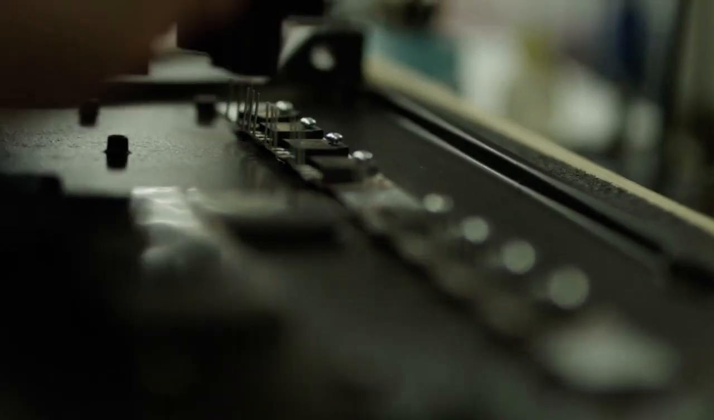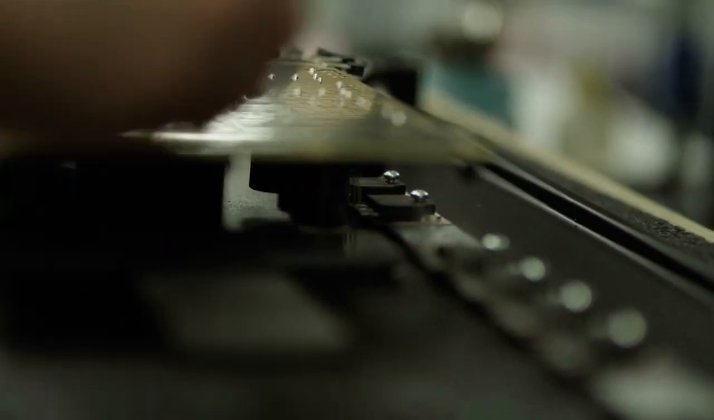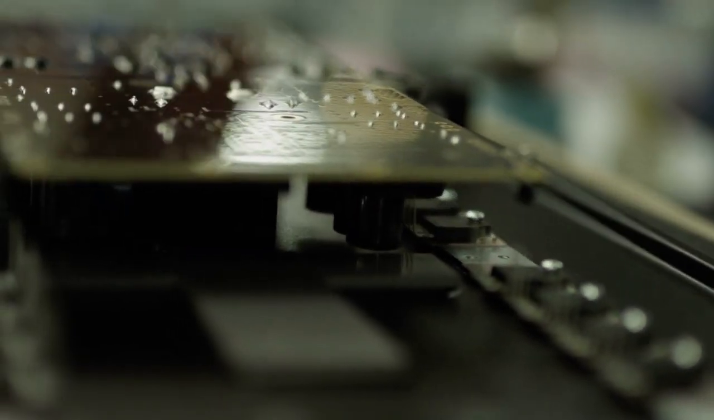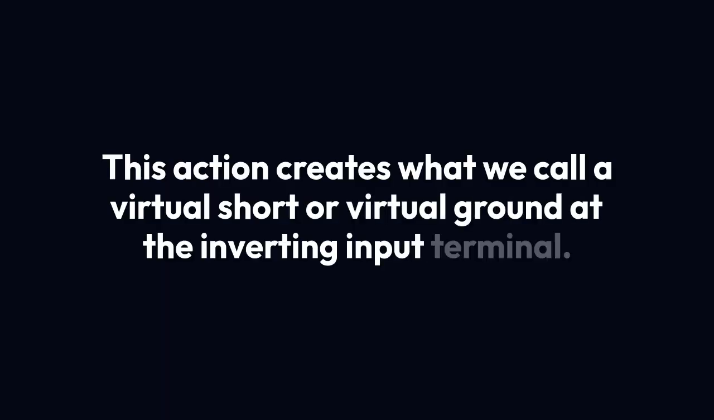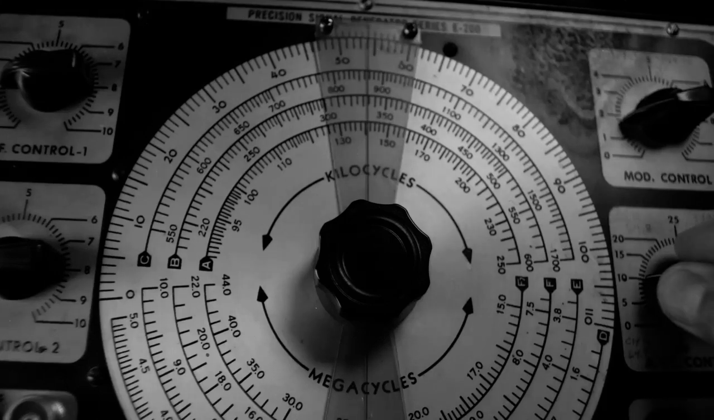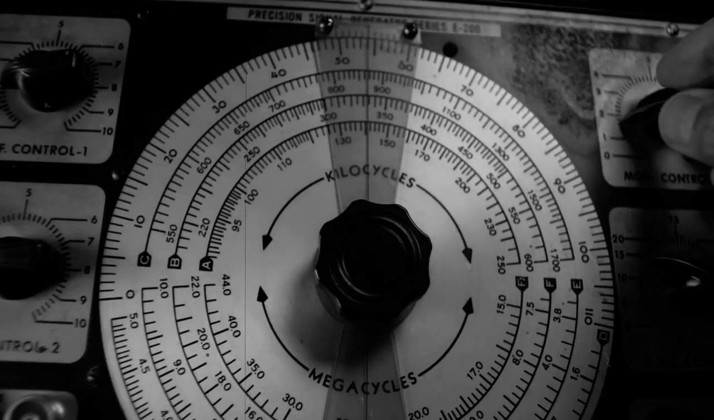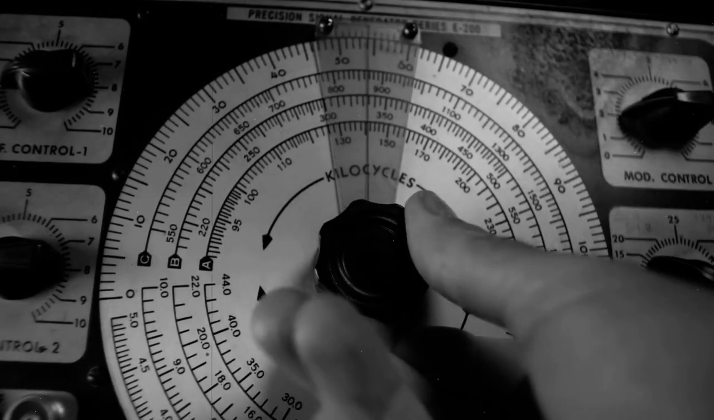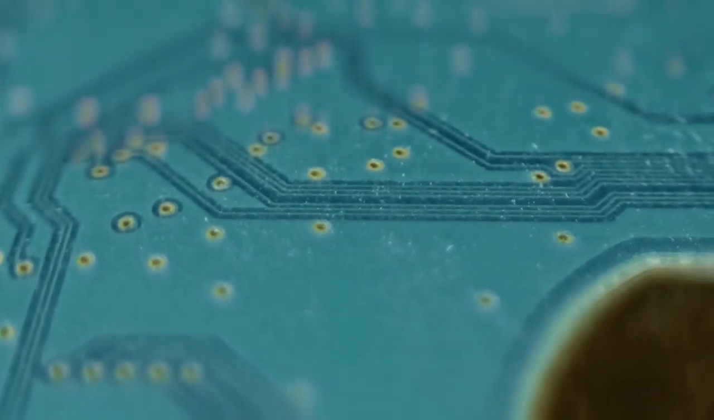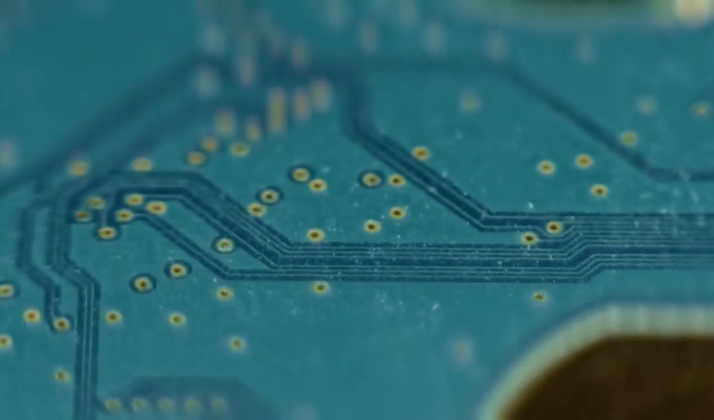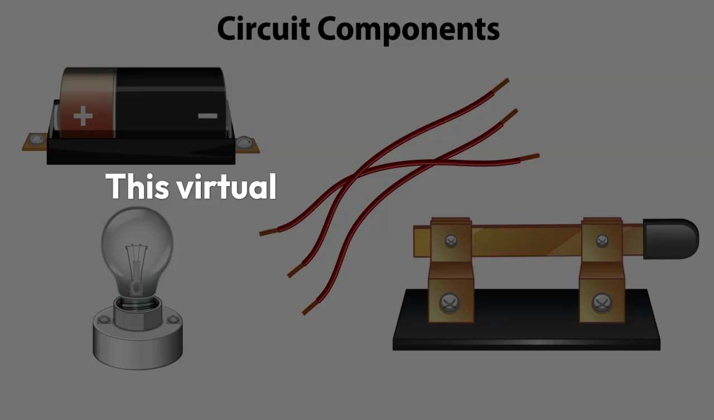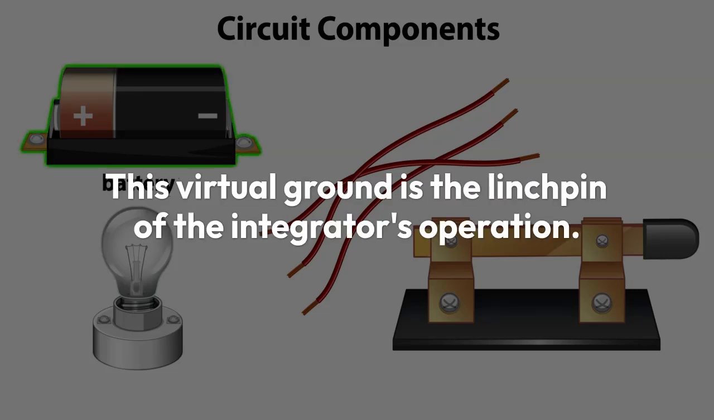If the output voltage starts to change in one direction, the feedback loop tries to counteract the change at the inverting input. This action creates what we call a virtual short or virtual ground at the inverting input terminal. Because the non-inverting input is grounded, the op-amp's negative feedback mechanism works tirelessly to keep the inverting input at approximately 0 volts, effectively creating a virtual ground. This virtual ground is the linchpin of the integrator's operation.